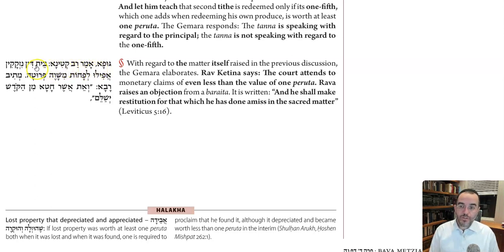Gufa amar Rav Katina, betin hiskakin afilu lepachot mishave piruta. Now going back to Rav Katina, who said that a betin has to adjudicate every case, even if it's worth less than a piruta, they have to take it. There is such a claim, even less than a piruta.